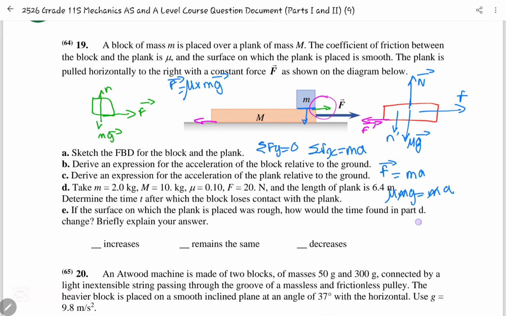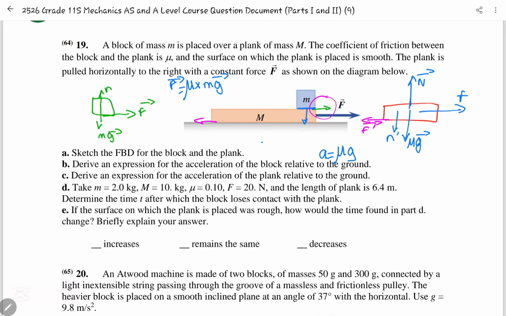I cancel here, I get my acceleration is mu g. So that is part B done. I'm going to erase these and put the final answer, which is a equals mu g.